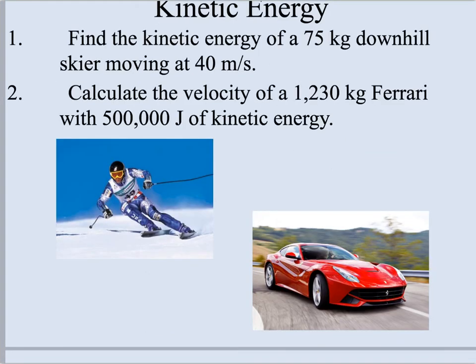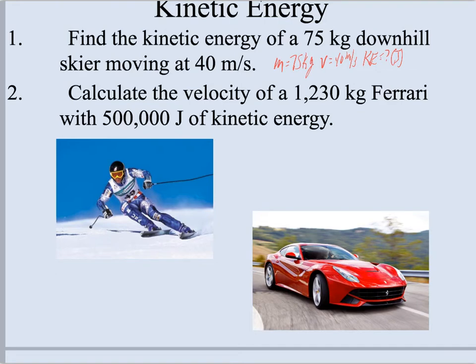So the question says to find the kinetic energy of a 75 kilogram downhill skier. So we know mass is 75 kilograms, moving at 40 meters per second. So the velocity is 40 meters per second. And we're being asked to find KE. We know it's going to be in joules.